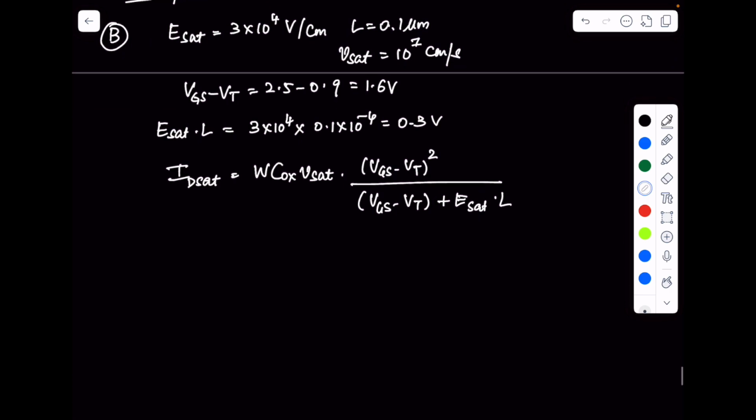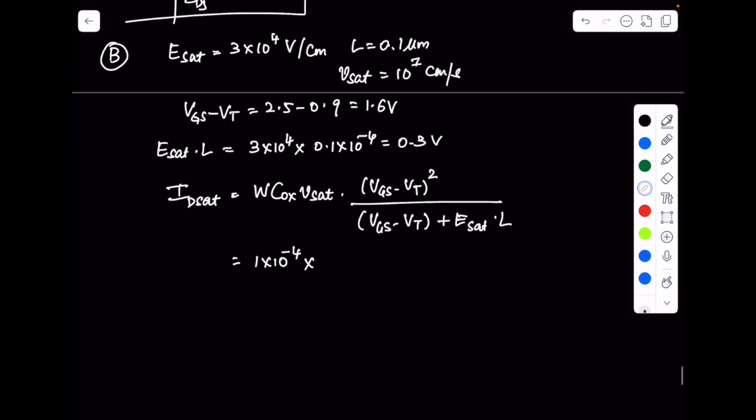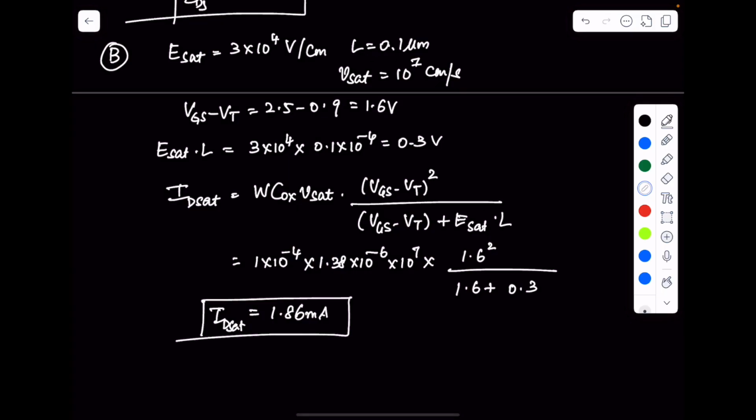And so if I substitute the values, my W is 1 micron, 1 into 10 minus 4. My Cox works out to 1.38 into 10 power minus 6. VSAT is 10 power 7 into 1.6 the whole square, divided by 1.6 plus 0.3, right? And this works out to 1.86 milliamp. So when I use the saturation velocity model, I get my ID sat to be roughly 1.86 milliamp.